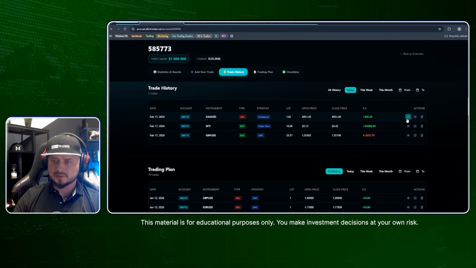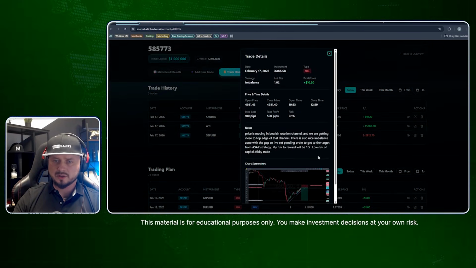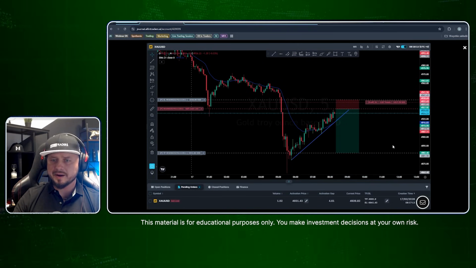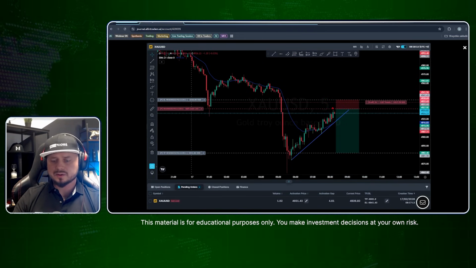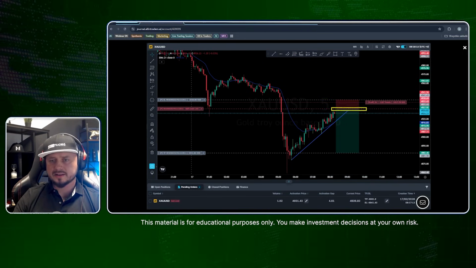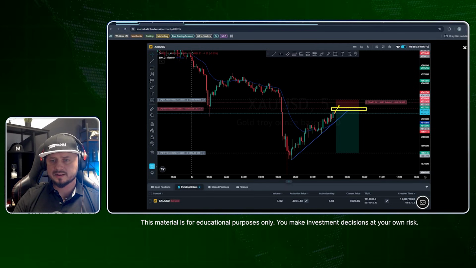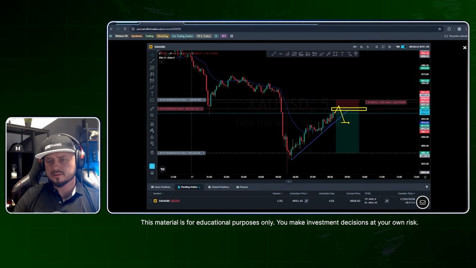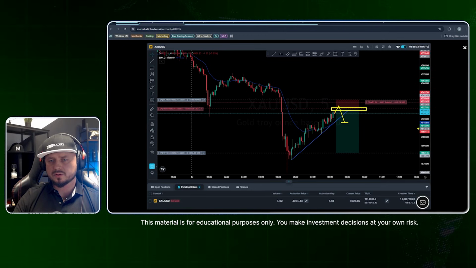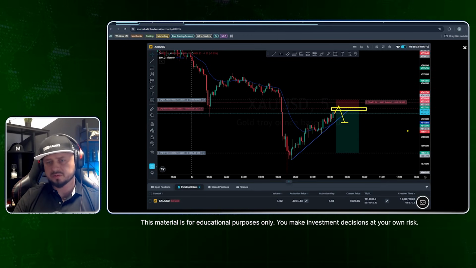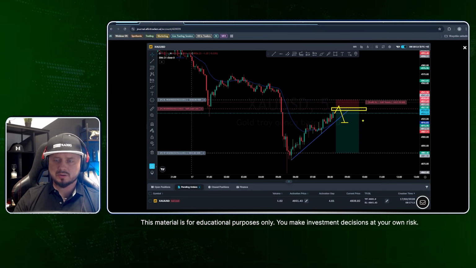Okay, the other one, let's have a look. Gold. That trade was also pretty good. Risk to reward 1 to 5. The area was pretty good, I can say, but the price went a little bit higher and then dropped somewhere around this area. So we had 1 to 2 risk to reward. The trade was secured on break even.